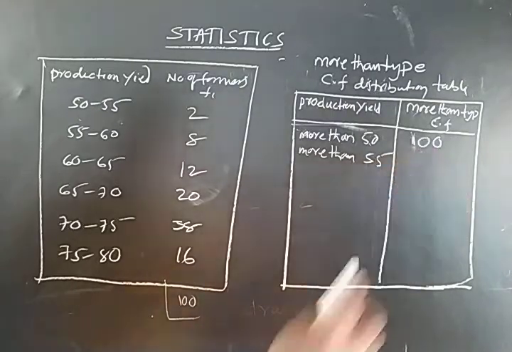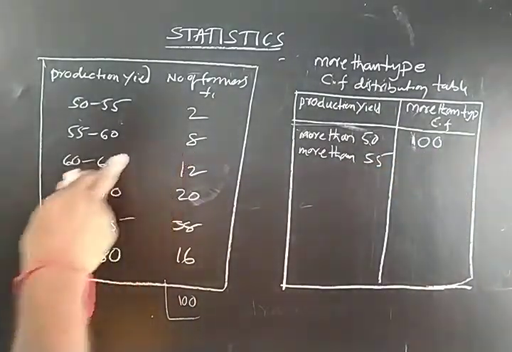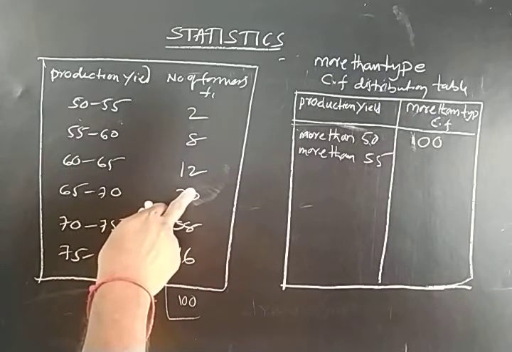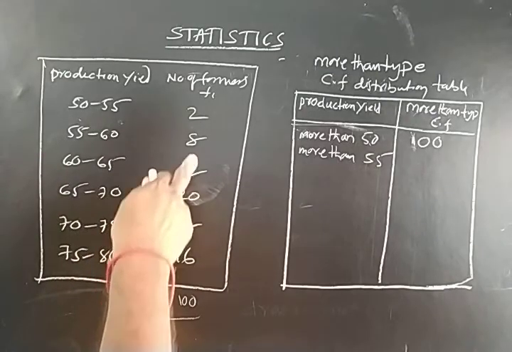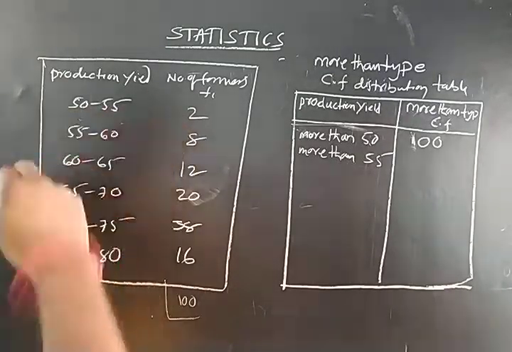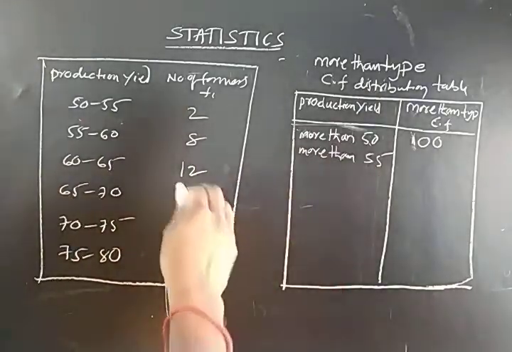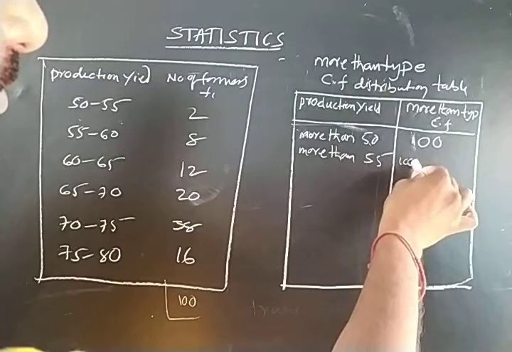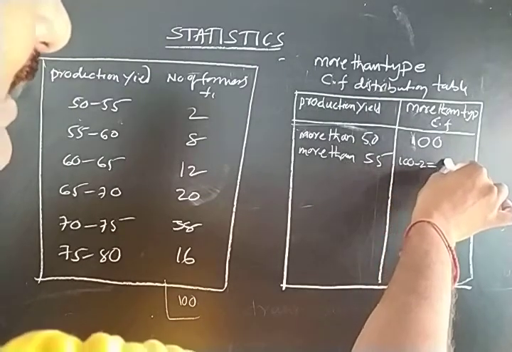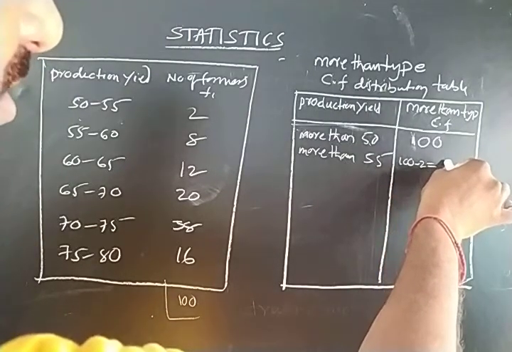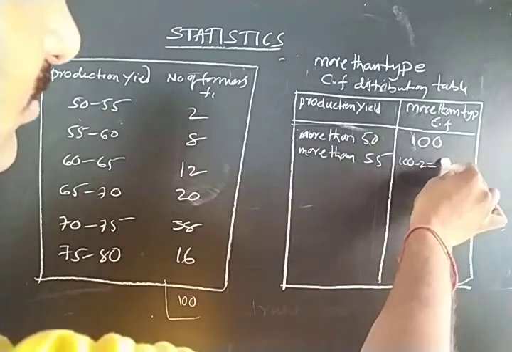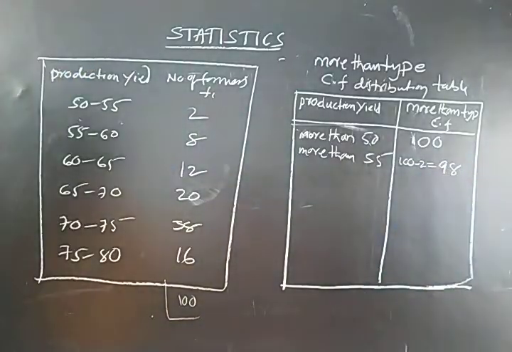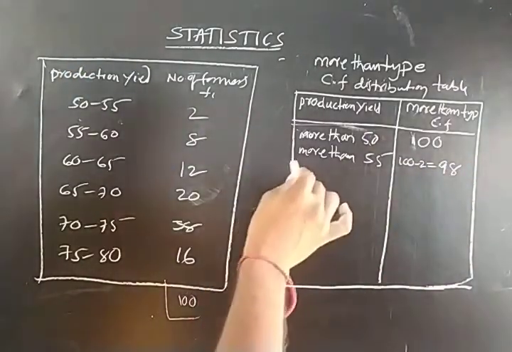Next, more than 55. More than 55 means 55 to 60, 60 to 65 and so on are also more than 55, except these two. Why? Because they are less than 55. So for more than 55, from this 100 we have to subtract 2. 100 minus 2 is 98. Right?